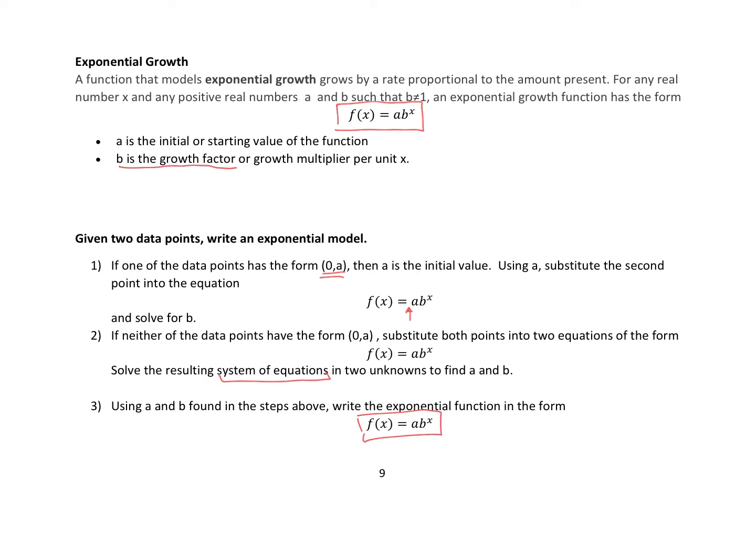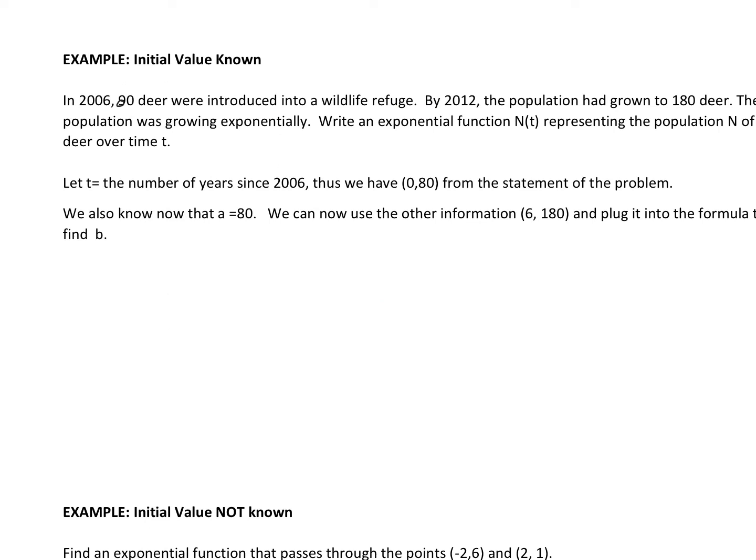I have two examples for you on the next page. Here's an example where we actually know the initial value. There is a typographical error on this. This should be in 2006. There were 80 deer, not 90 deer.